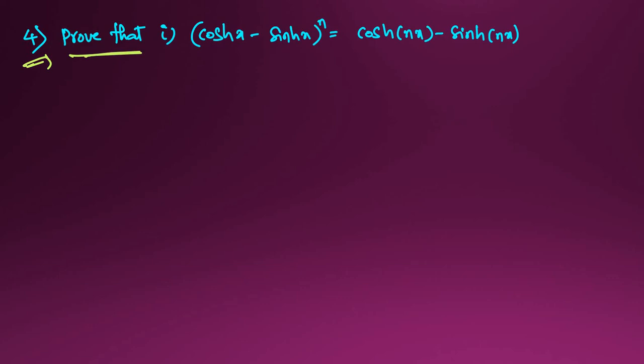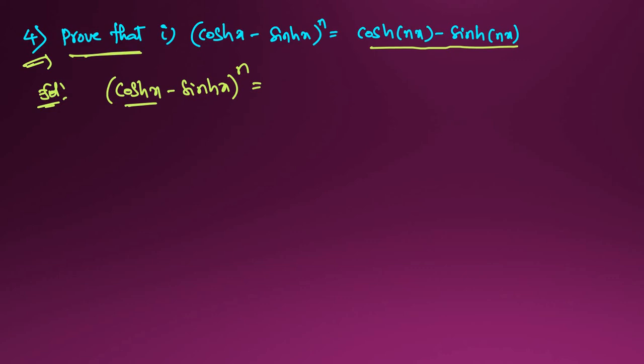So the first question's solution: we have to prove that (cos hx minus sin hx) whole power of n is equal to this. Okay, we have to prove this. So how will we do it here? We will take sin hx and cos hx, so what is the e formula? Like e power of something, we write now.